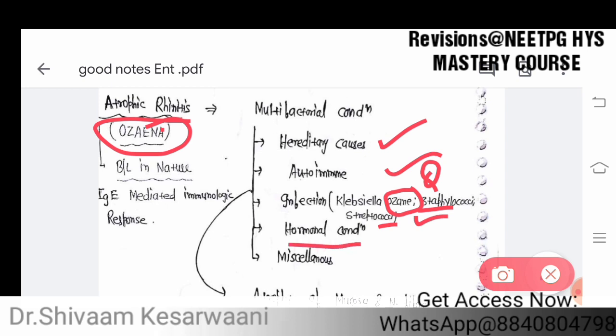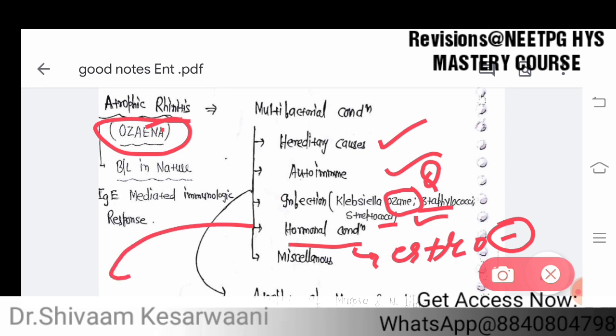Hormonal control. Why hormonal control? Because estrogen deficiency is one of the causes. Although it is not seen in postmenopausal women, it is seen in young females having estrogen deficiency, typically at puberty. Also some nutritional deficiency can be one of the etiologies, like vitamin A, D and iron. So there are several causes.